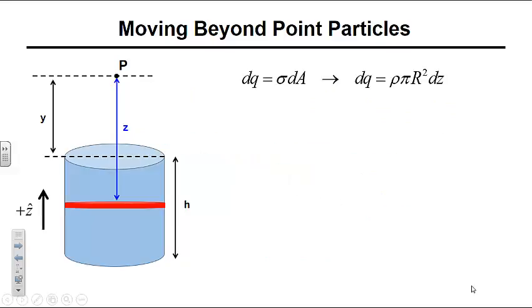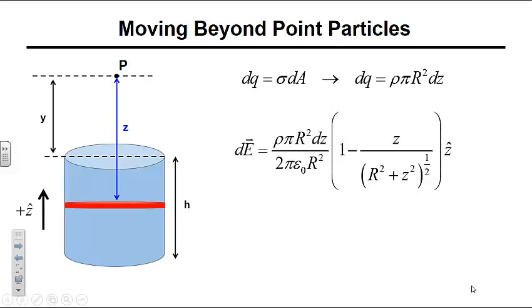Since the cylinder is a three-dimensional object, we can relate the infinitesimal bit of electric charge in each disk to the infinitesimal volume of each disk using the volume electric charge density of the cylinder.